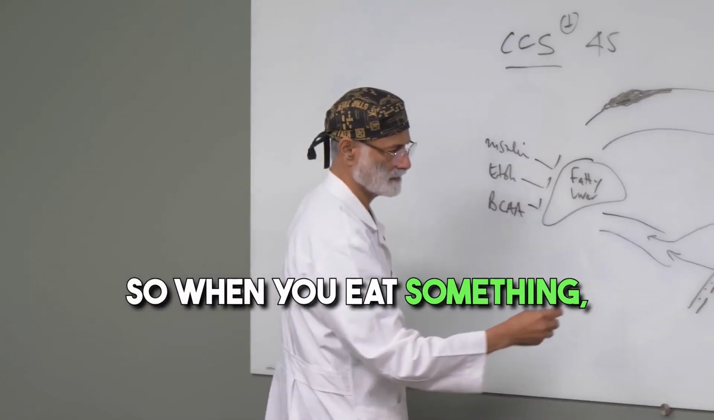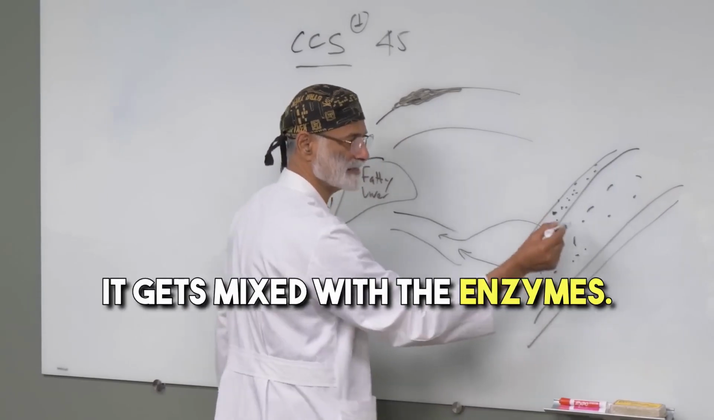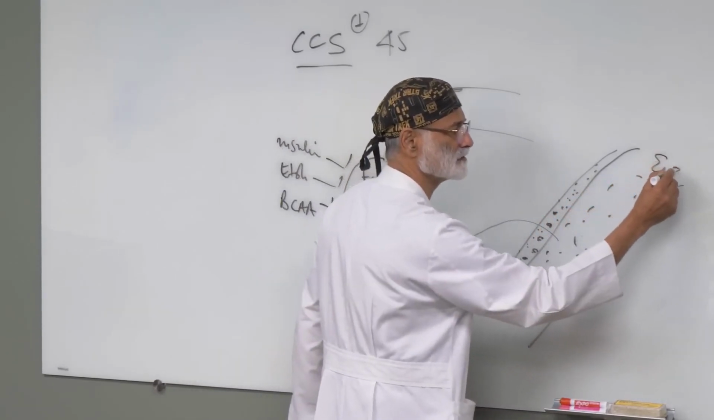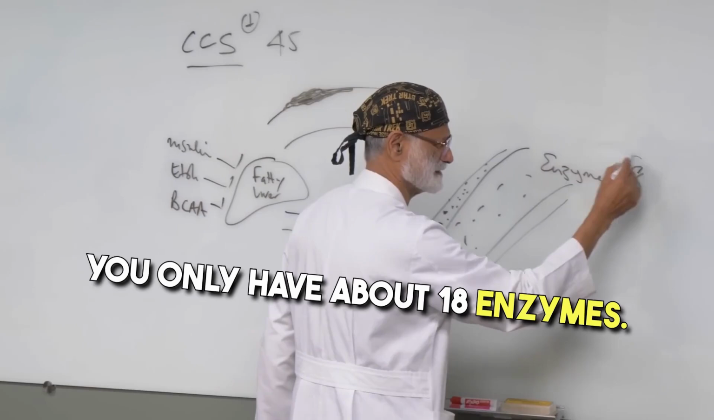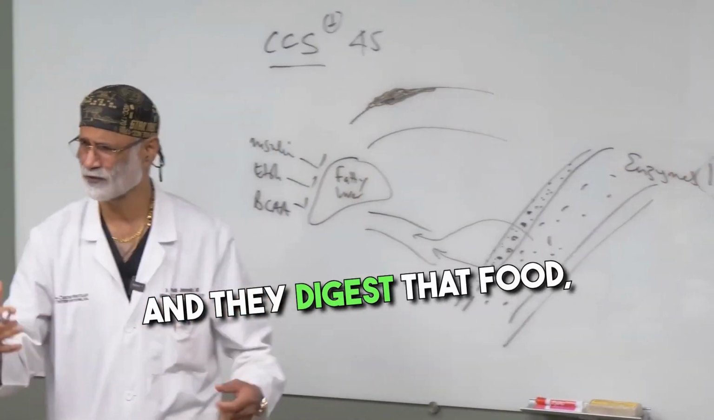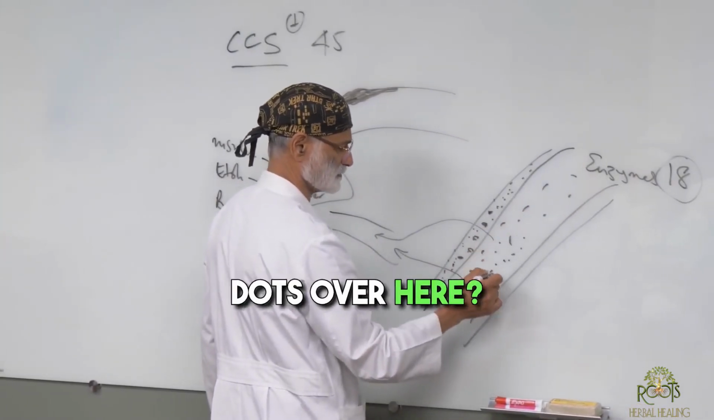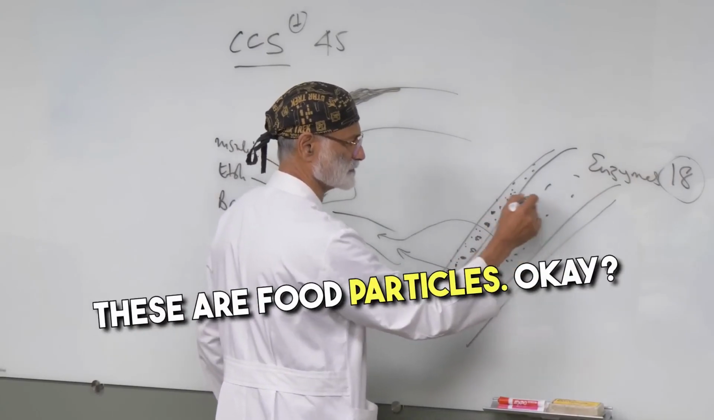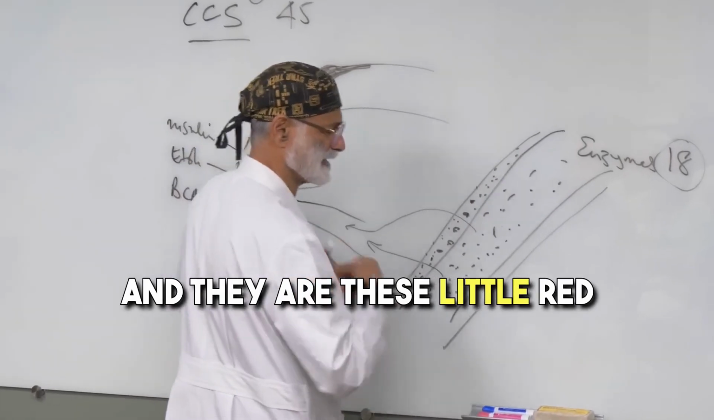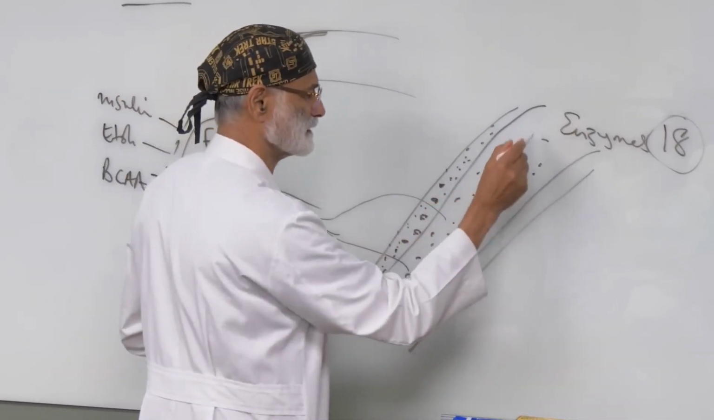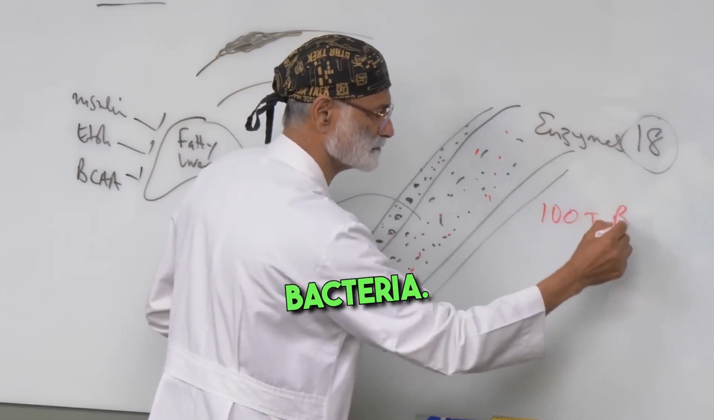So when you eat something, it gets mixed with the enzymes. And by the way, you only have about 18 enzymes. And they digest that food, break it down into pieces. And then, what are all these dots over here? These are food particles, okay? But there's something else in your gut, these little red dots inside your gut. And those are 100 trillion bacteria.